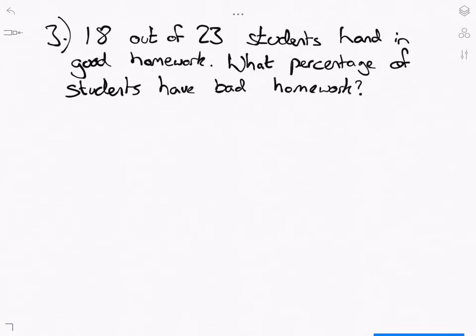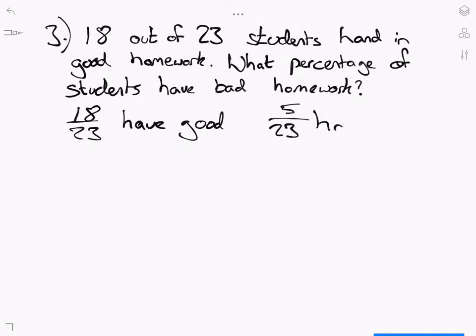So I'm just reading the question. This is 18 out of 23 have good. So how many have bad? Well, if there's 18 students have good, then what's left? Well, there's 5 students left out of the 23. So the 5 students out of the 23 have bad.